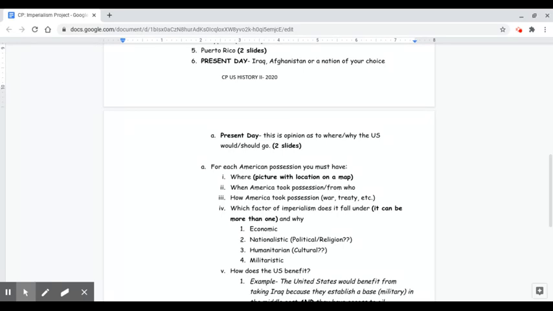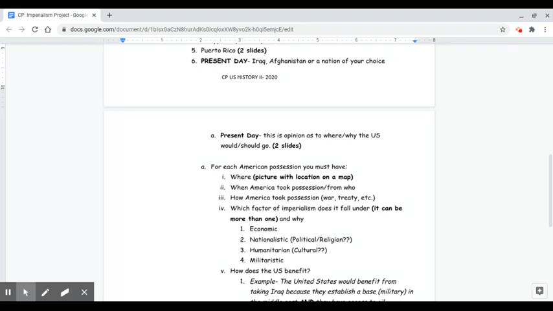We want to know which imperialistic factor it falls under, and it can be more than one, and why it falls under those. Does it benefit us economically? Is it nationalistic? In other words, do we feel democracy is better? Do we feel our way of religion is better? Is it humanitarian?